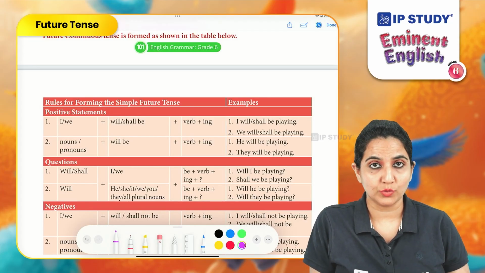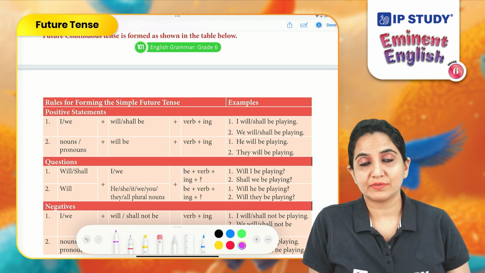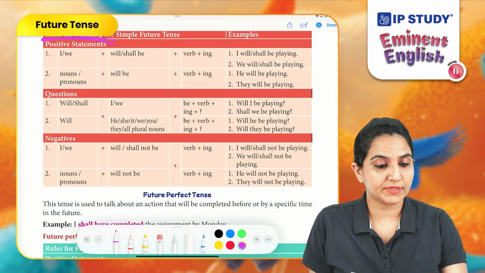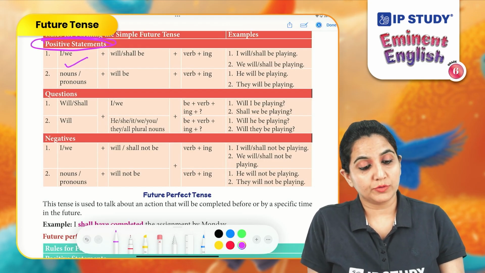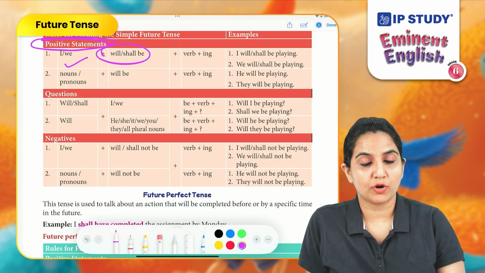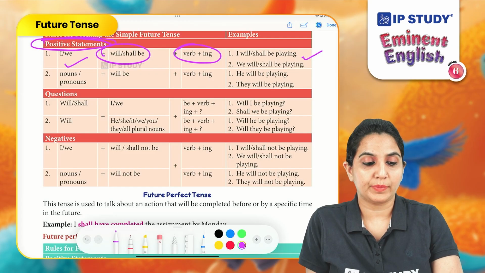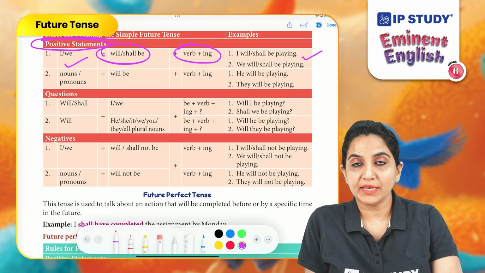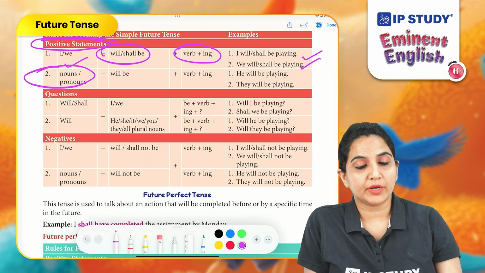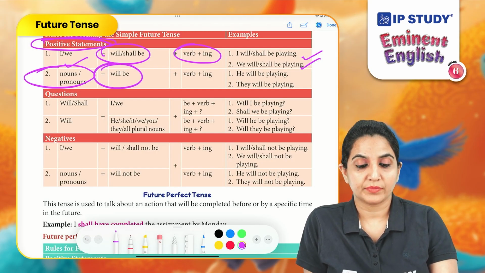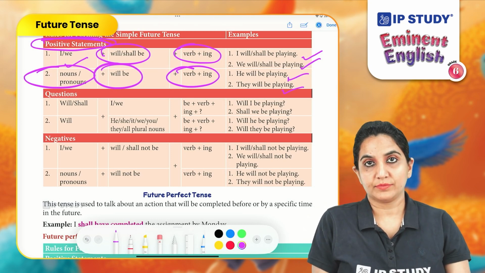Let us understand the rules to apply the future continuous tense in sentences, in positive statements, in negative statements, and in questions. For positive statements, with the first person, singular and plural, we can use will be or shall be, both, with the ing form of verb. I will be playing, I shall be playing. We shall be playing, we will be playing. With the second and third person, singular and plural pronouns, we can use will be with the ing form of verb. He will be playing, they will be playing.